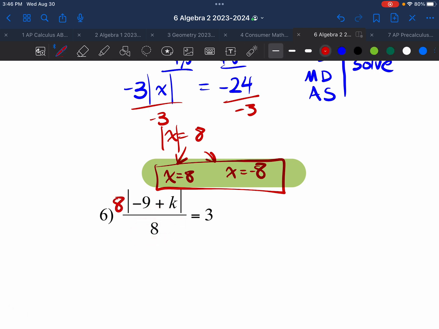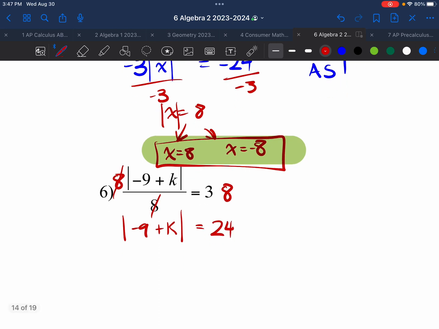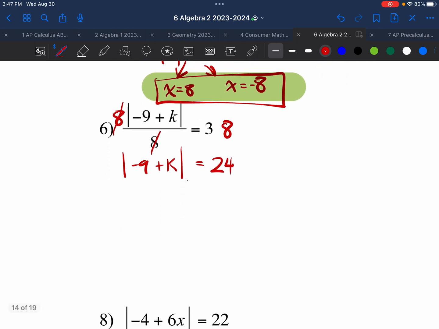So I'm going to multiply the left side by 8 and the right side by 8. 8 and 8 will cross cancel, leaving me with just the absolute value of negative 9 plus k. And the absolute value is equal to 3 times 8, which is 24. Now I have the absolute value isolated. It's time to separate this into two separate equations.